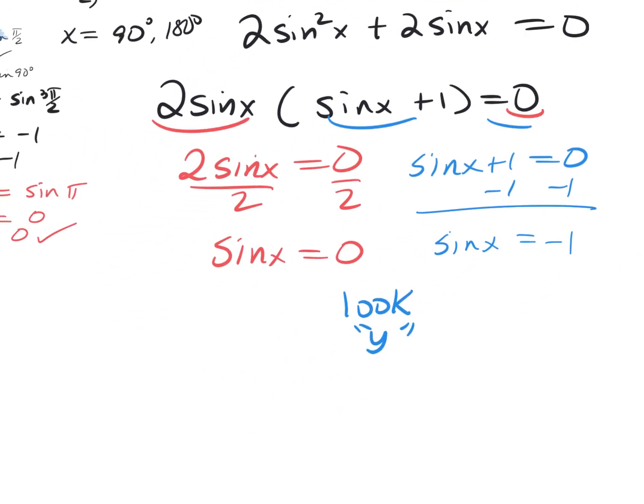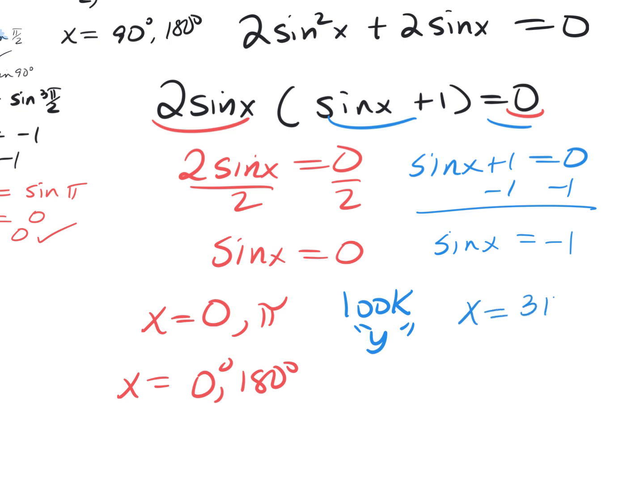So for the red one, remember where the y equaled 0, that was at 0 radians and pi, or in degrees 0 and 180. And then for where sine equals negative 1, that's where the y would equal negative 1, and that's going to be at 3 pi over 2. And then in degrees, 270. So now I need to go and do the check for these because I used the technique of squaring both sides.